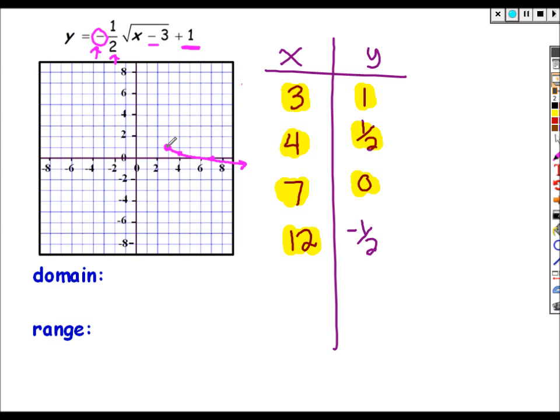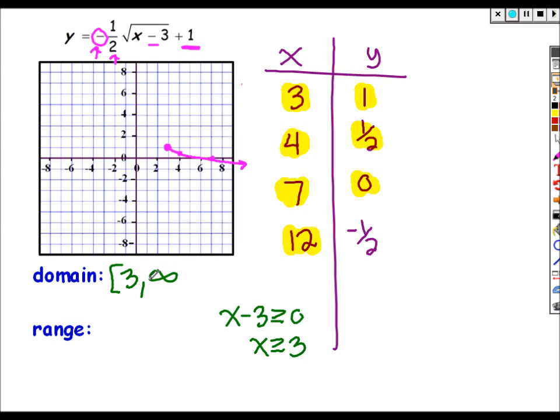So my domain now, whatever's under the radical, has to be greater than or equal to 0. So x is greater than or equal to 3. So smallest number I can plug in would be 3. Anything smaller than that would give me out a negative under the radical sign.